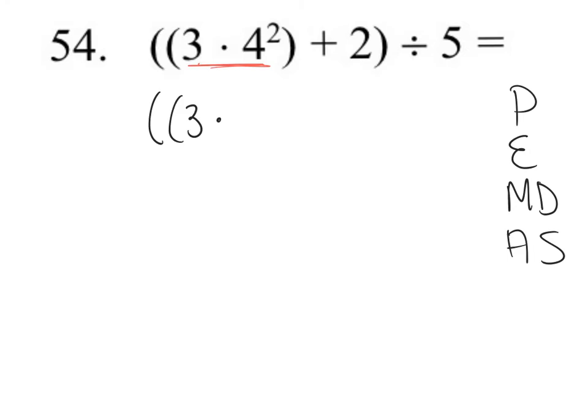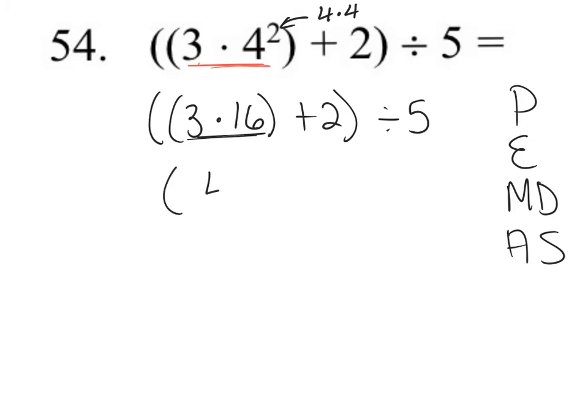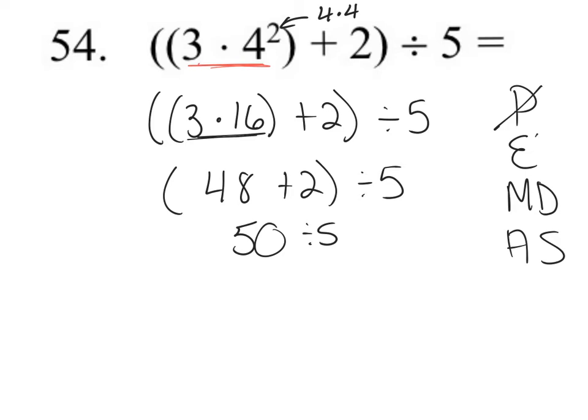So 4 to the second power, this right here means 4 times 4, which is 16. Close the parentheses, plus 2, parentheses divided by 5. So then we would still do the innermost parentheses, so we're going to take care of this. 3 times 16 is going to give me 48 plus 2, parentheses divided by 5. So this gives me 50 divided by 5. So we're finally done with our parentheses. We have no more exponents. We have multiplication division left, which gives us 10. So your answer for this problem is 10.